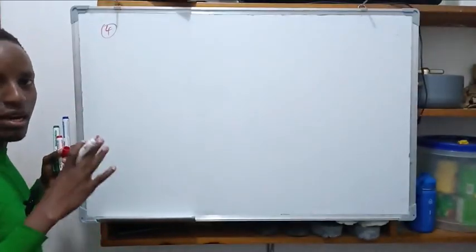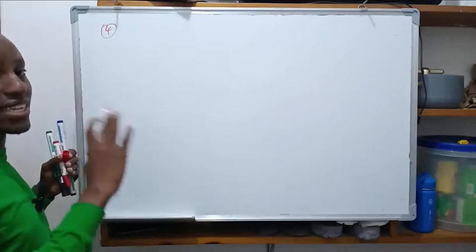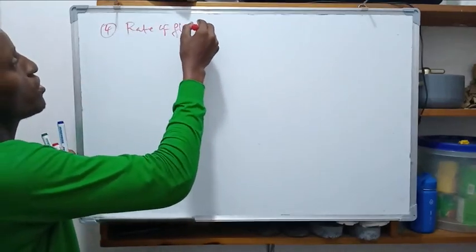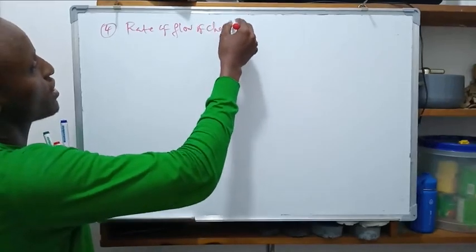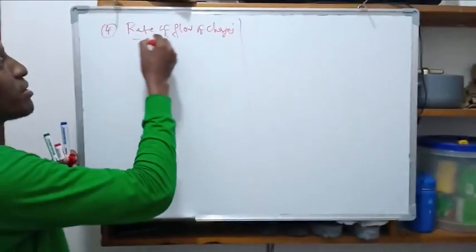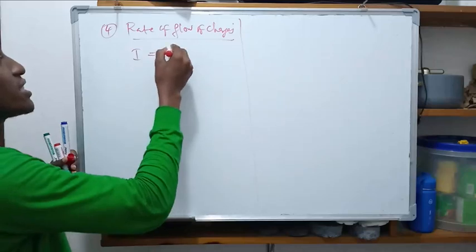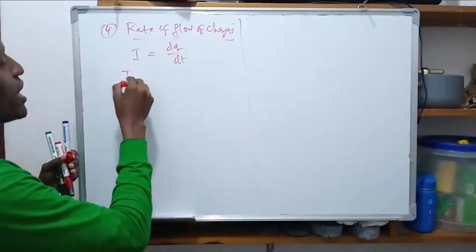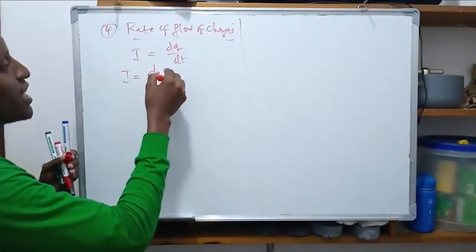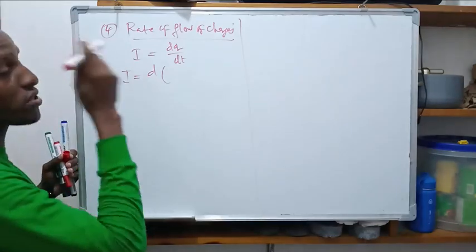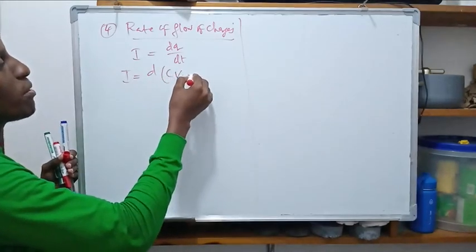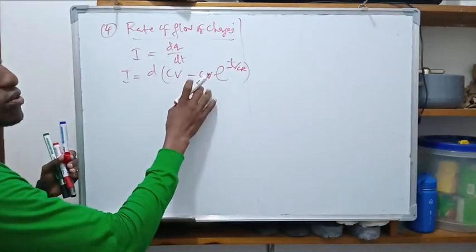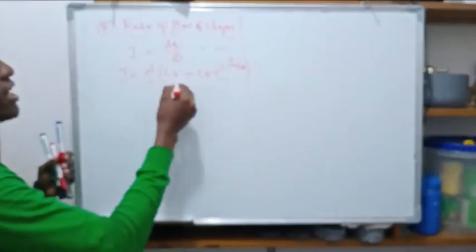Those are the questions coming. Cases to consider are the cases now. The rate of flow of charges, meaning current, is the charge flowing per time. So the rate is the differential of CV minus CV e to the negative t over CR, the charge we obtained, over t.